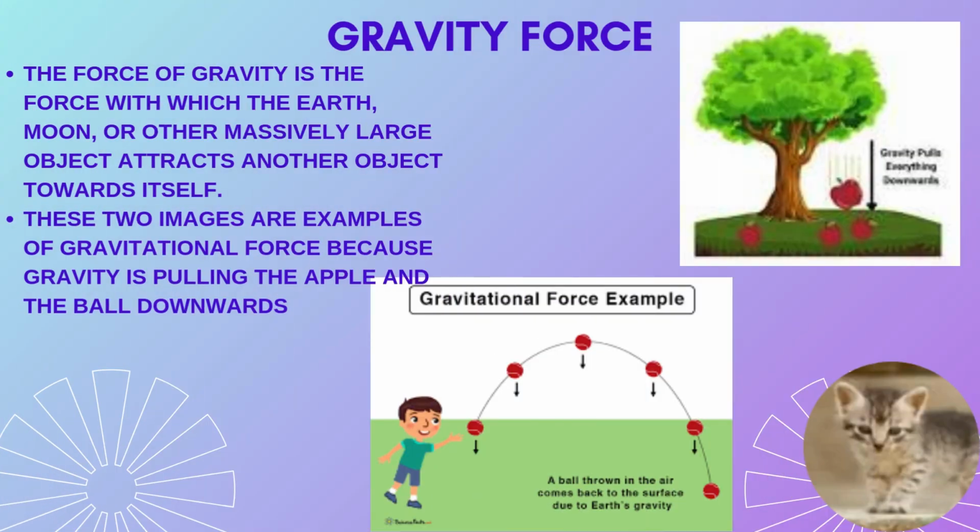The next force is the force of gravity, which is the force with which the Earth, Moon, or other massively large objects attract another object towards itself. So these two images both show the force of gravity because in this one here, gravity is pulling down on the apple. So the apple was in the tree, and then gravity pulls down on the apple, and the apple falls out of the tree. And if you were to throw a ball or anything in the air, gravity would pull that thing downwards, and that would be the force of gravity acting on it.